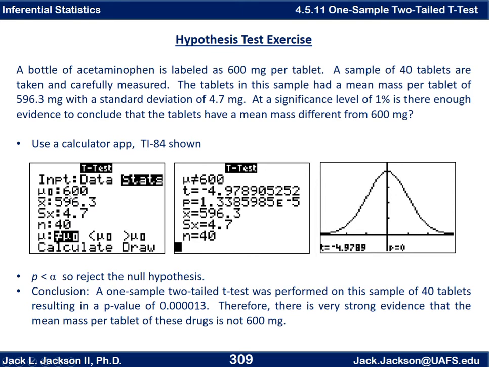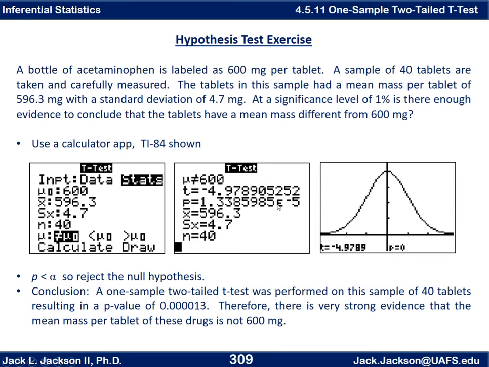So the mu naught, the null hypothesis mean, is 600 milligrams. So we're going to assume the labeling is correct, right, unless we get evidence otherwise. X bar was 596.3, S sub x is 4.7, N is 40, and we're doing a two-tailed test, so the alternative hypothesis is that mu is not equal to mu naught. If we hit calculate, we get the middle screen, hit draw, we get the last one, and so we calculate it, we get a t star value of negative 4.9789, etc.